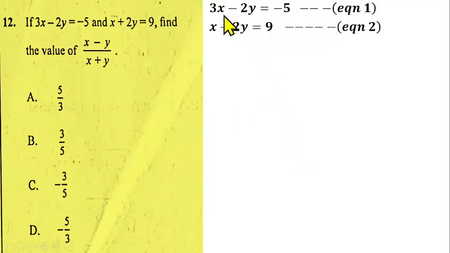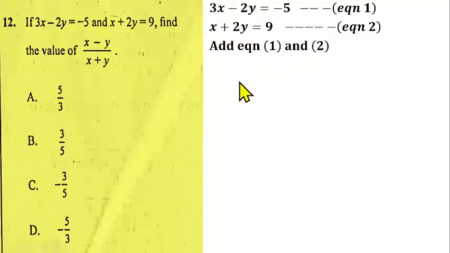So if this is equation 1 and equation 2 is this, we can easily eliminate y, because the coefficient of y here is the same as the coefficient of y here. So we can easily eliminate y to get x. Adding equation 1 and equation 2, 3x plus 3x gives us 6x, then minus 2y plus 2y gives us 0. So you have minus 5 plus 9, that gives us 4.